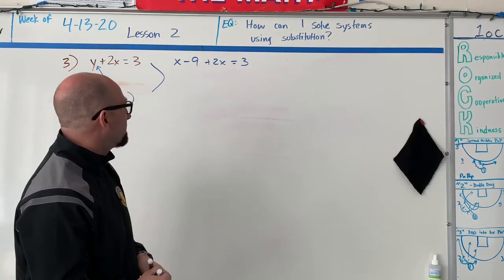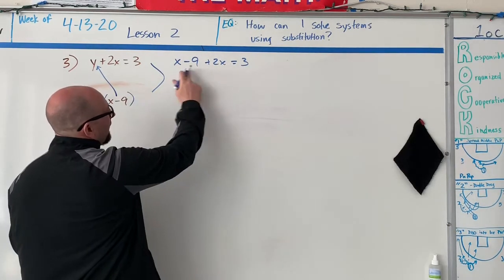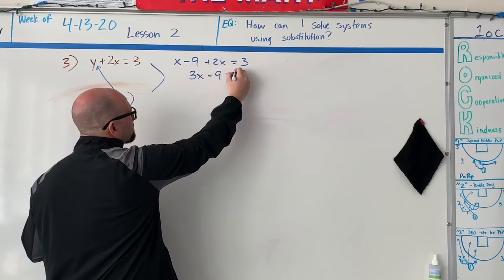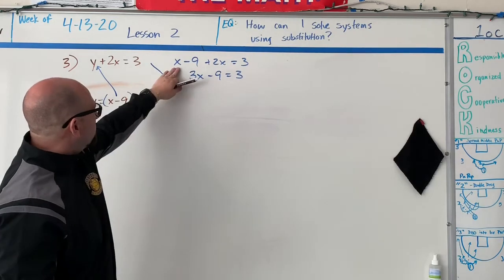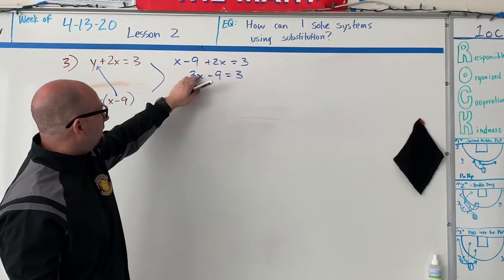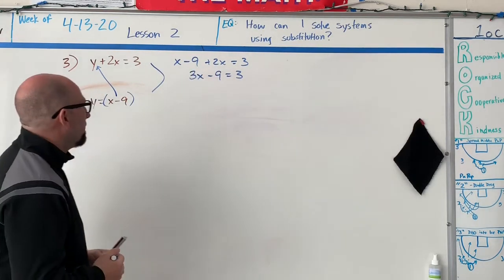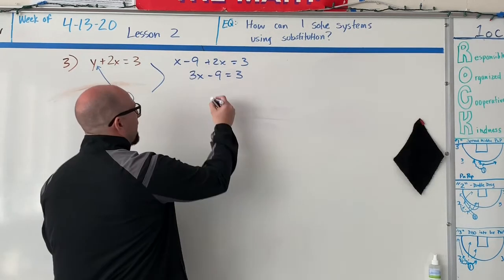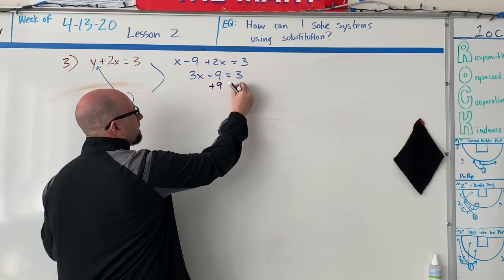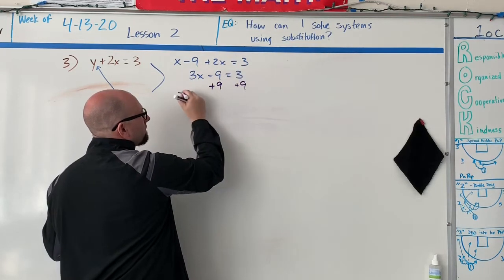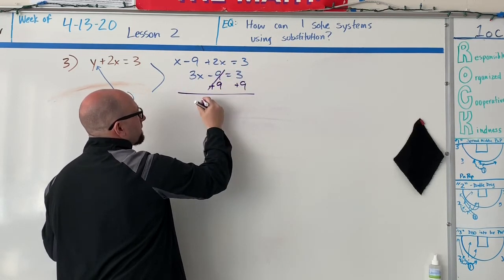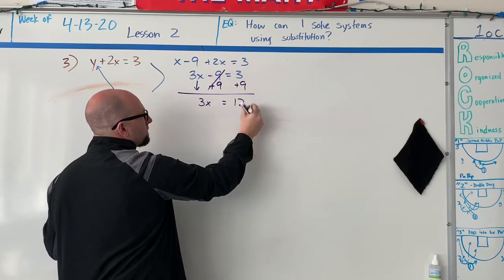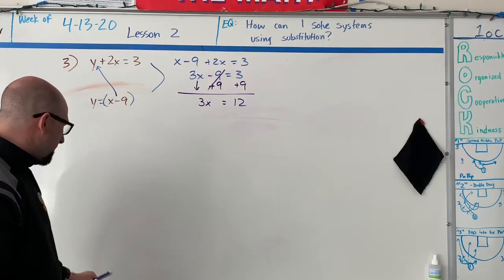I'm going to combine like terms. So I've got x and 2x, that's 3x, minus 9 equals 3. So what did I just do? I just combined x and 2x equals 3x, and then -9 came here. Now I'm going to do my two-step equation here. So let's add 9 to both sides of the equation. That goes away, so I get 3x equals 12.